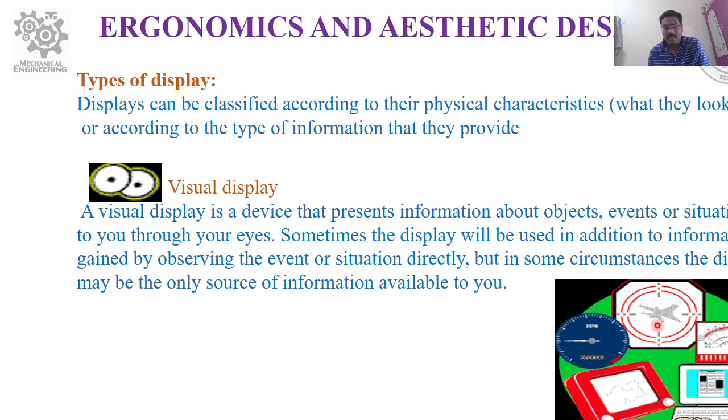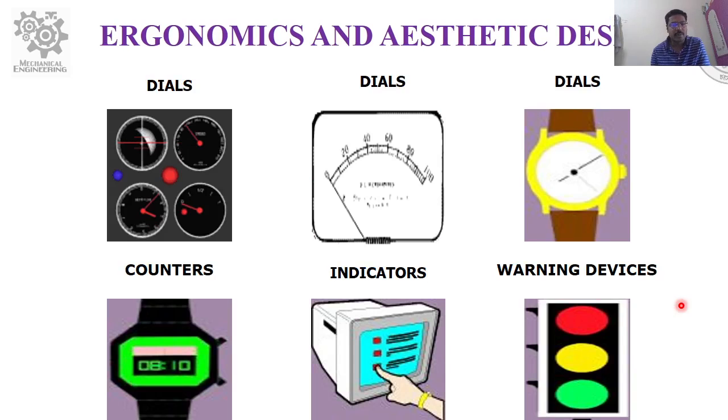Some small examples we notice here: digital meters, some gadgets, laptops or computers, speedometers, indicators, or traffic signals. These give information about basic needs. We observe them with our eyes. This is the visual display. Observe and see some indications here.